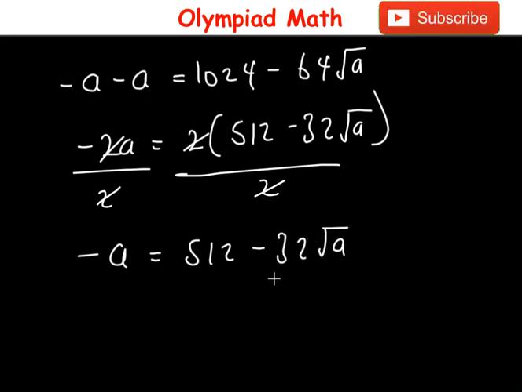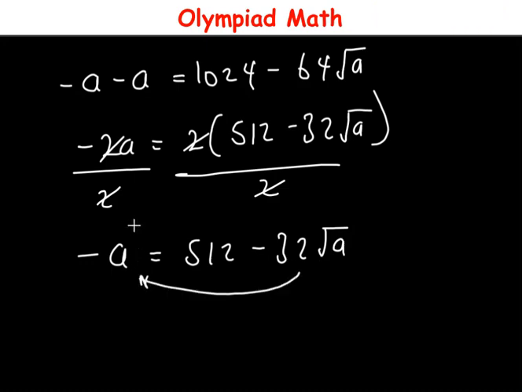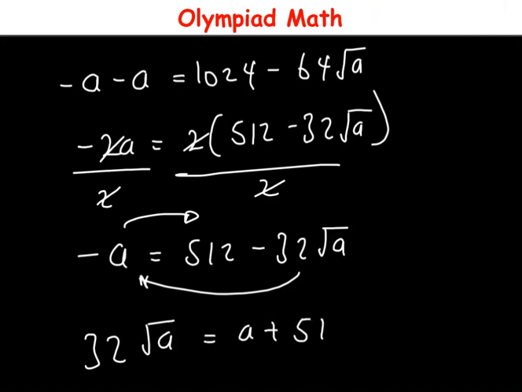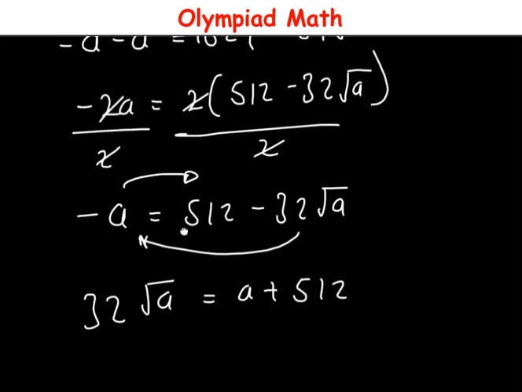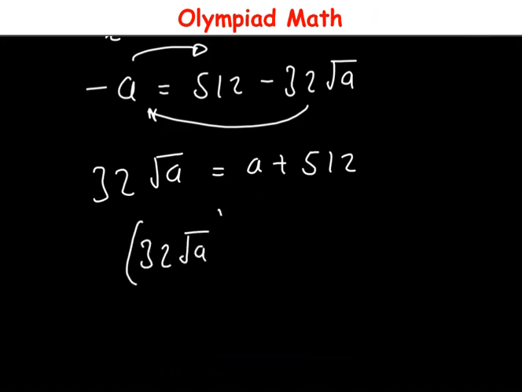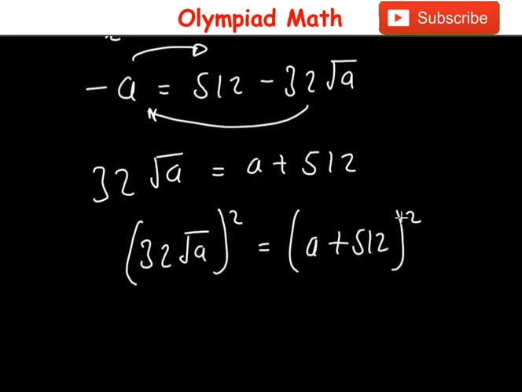We are going to move minus 32 root a over to the other side, and then move minus a over to this side. This becomes 32 root a equals a plus 512. So from here, we're going to square this equation. In bracket 32 root a all squared, this equals in bracket a plus 512 all squared.